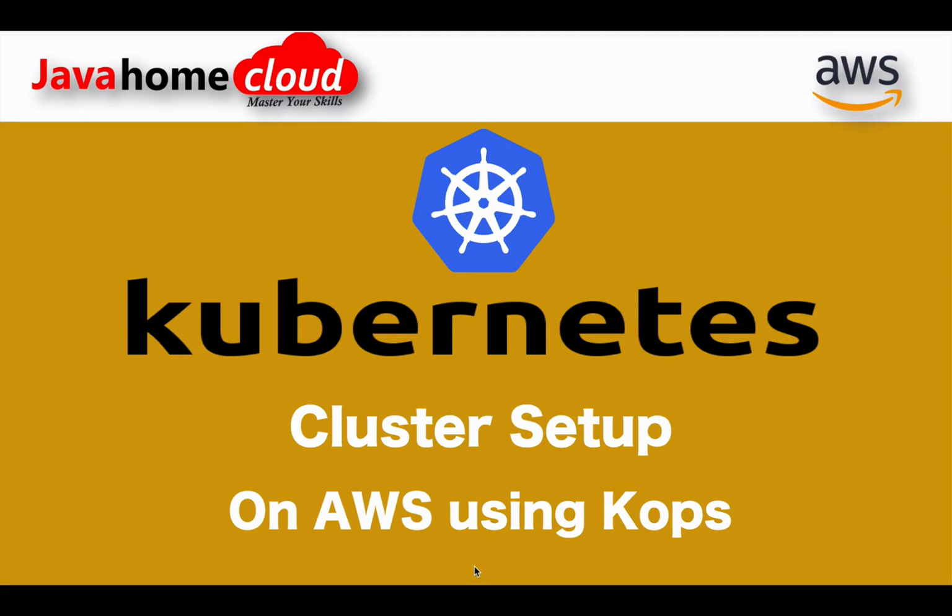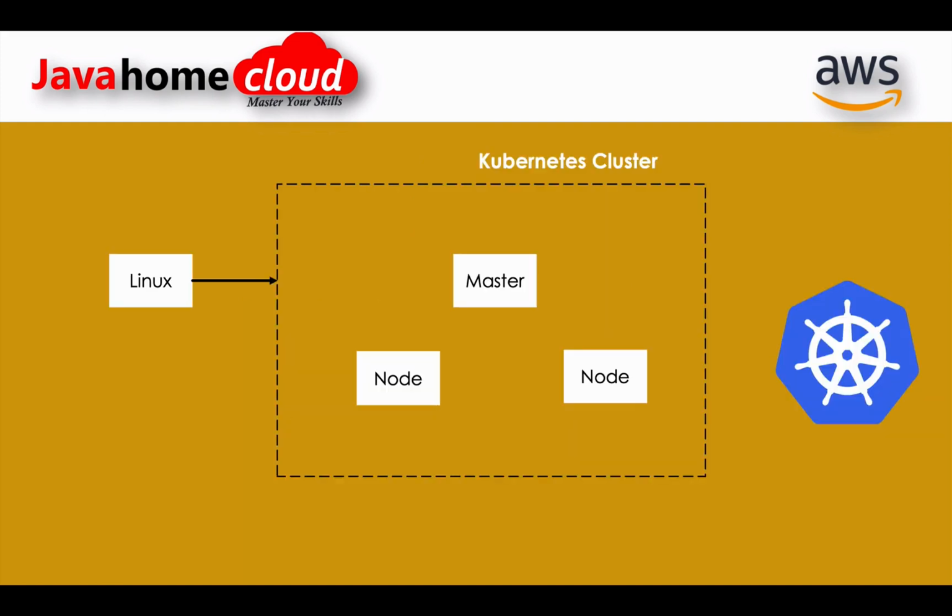There are several ways to set up a Kubernetes cluster. As part of this demonstration, we'll see how to set up this cluster on AWS using Kops. So we're going to take one Linux instance and we will install Kops on this Linux, which in turn creates the cluster in Amazon Web Services.